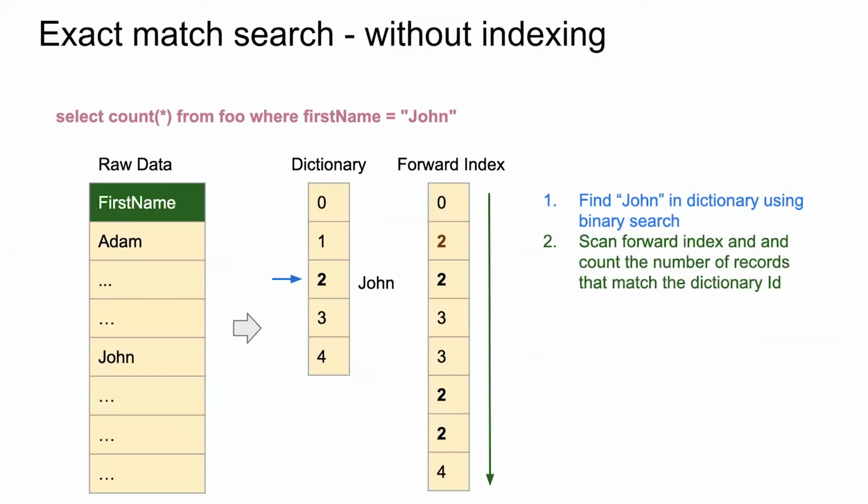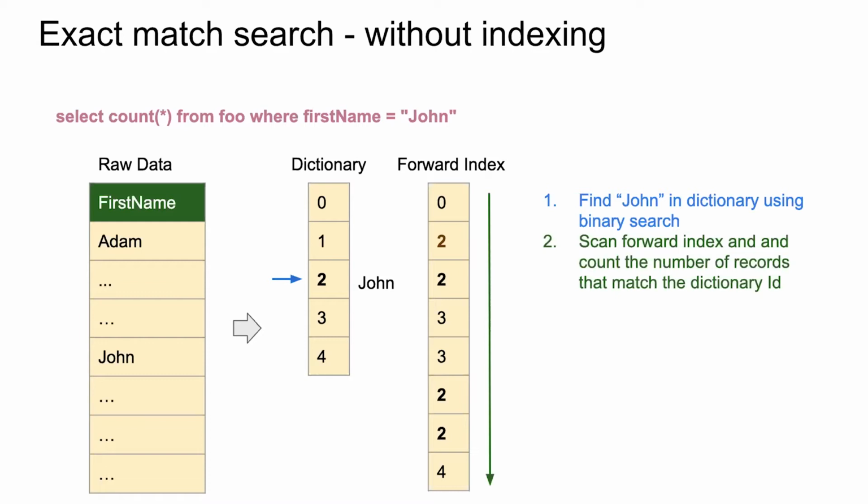All right, so let's take a few examples of query processing in Pinot. Let's say you have a column named first name, and you want to do an exact match on this column. You want to count the number of rows where the first name is John. So let's see what the execution engine does to process this query.